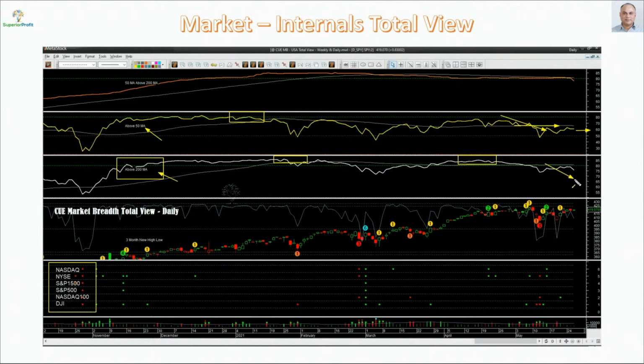Now it has crossed below 80% and crossed below the average line. So this is also showing weakness. We also have the percentage of stocks where 50 MA is above 200 MA. In this picture, that is still hovering near 80%, a very high level, but it is starting to come down.